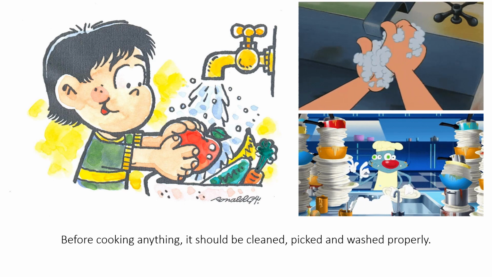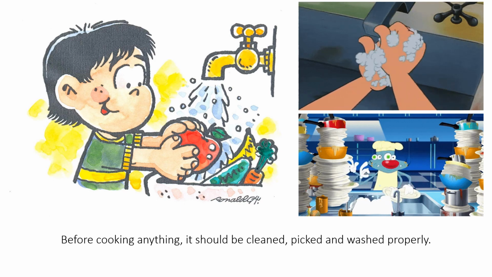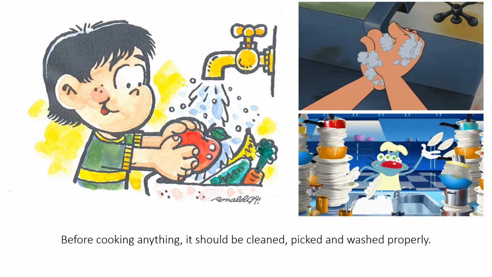First thing first, before cooking anything, everything should be washed properly. The food items, vegetables, food grains, everything should be washed. The utensils that we are going to use to cook should be washed. The cutting board, the knife, the spoon, the vessels, and even your hands should be washed.